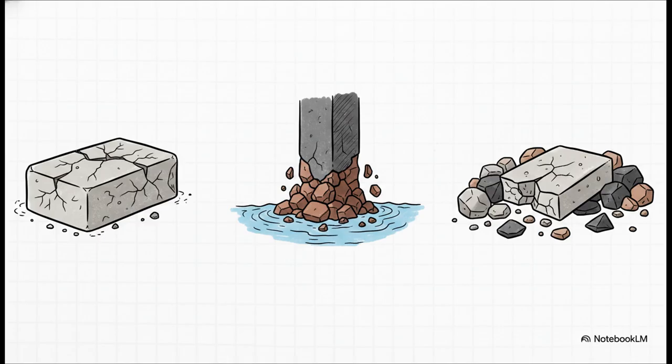And error number 3, ignoring that 4.75 millimeter aggregate threshold. If you mess up your fine-to-coarse ratio, you drastically alter your water requirements. That ruins your water-to-cement ratio and fatally compromises the structural strength of the entire pour.